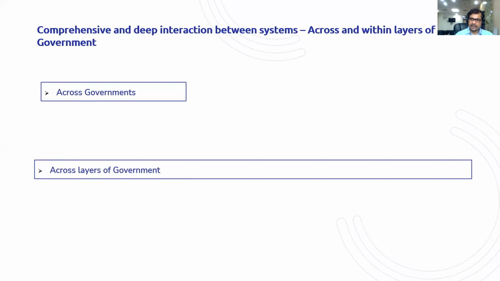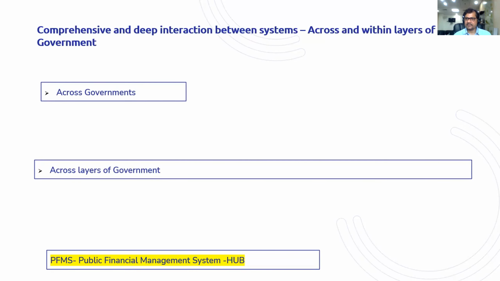Now, we have in India very comprehensive and very deep interaction between systems, and there are multiple systems in place. The public financial management system, the core IT platform, which is acting as a hub of the public fiscal data exchange, came into being only effectively in the year 2013-14. Before that, it existed in a very rudimentary form for tracking the fund flow across layers of the governance.